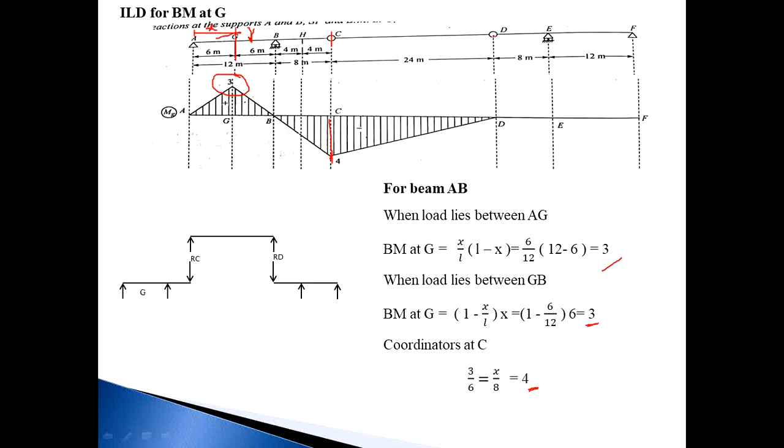Then when the load lies at point D, RC will be 0, and when RC is equal to 0, RA and RB are 0, meaning all points will be 0. So draw the ILD and join all points. First is plus 3, meaning the bending moment at G is 3. When the load lies at point C, the bending moment at G is 4. So join this 3 and 4 with a direct line. This is the ILD, and when the load crosses DEF, there is no reaction at RC, so automatically RA and RB will be 0.